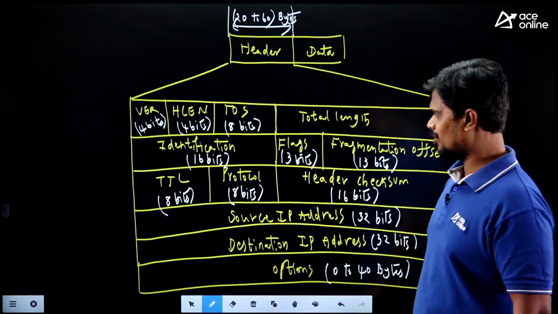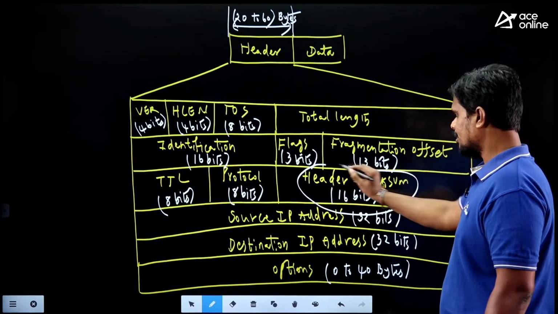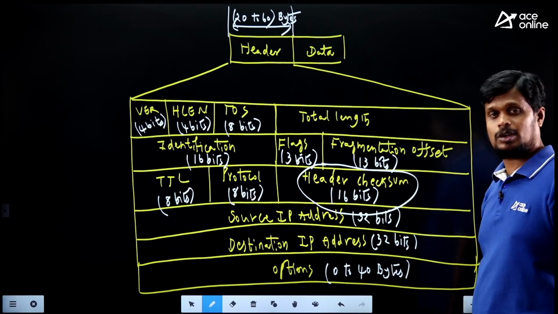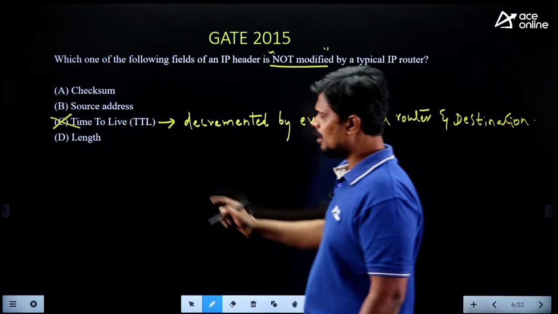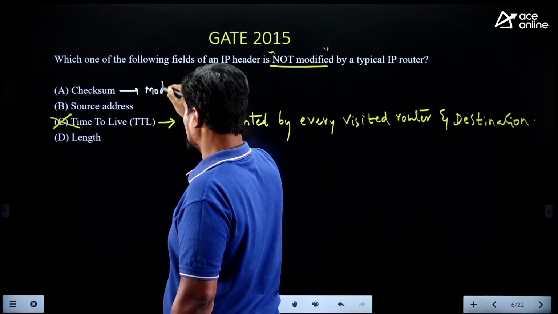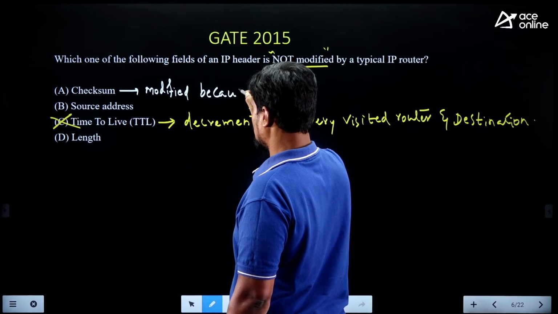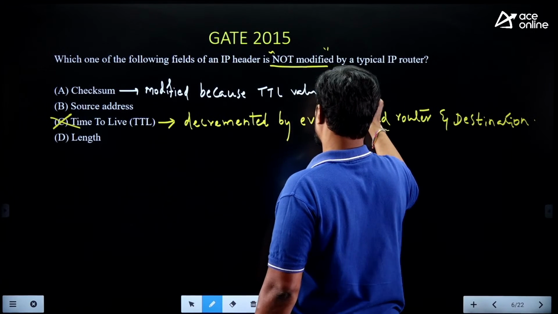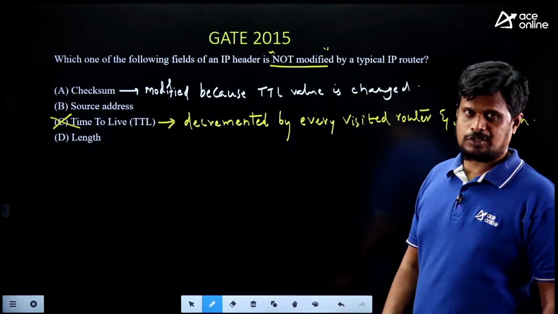So this is your IPv4 datagram header format. Here you are calculating the checksum for the header. In this header, if any field is modified, obviously the checksum also gets modified. So the checksum is modified because the TTL value is changed. As the TTL value is modified, this checksum value also gets modified.